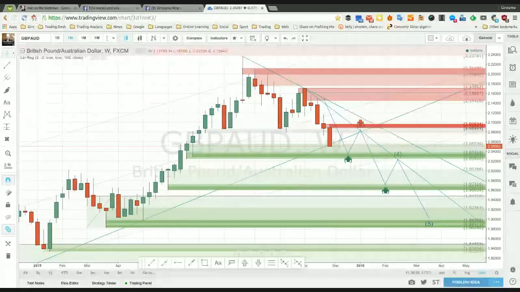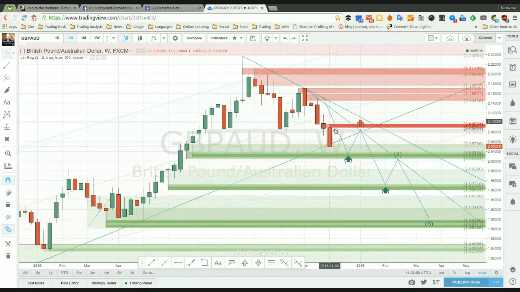Okay, guys, here we are. British pound and Australian dollar. What can you see here about supply demand trading? You can see that in this situation the price took out this green level here, the previous demand, and now the price is going down strongly with a very good momentum.